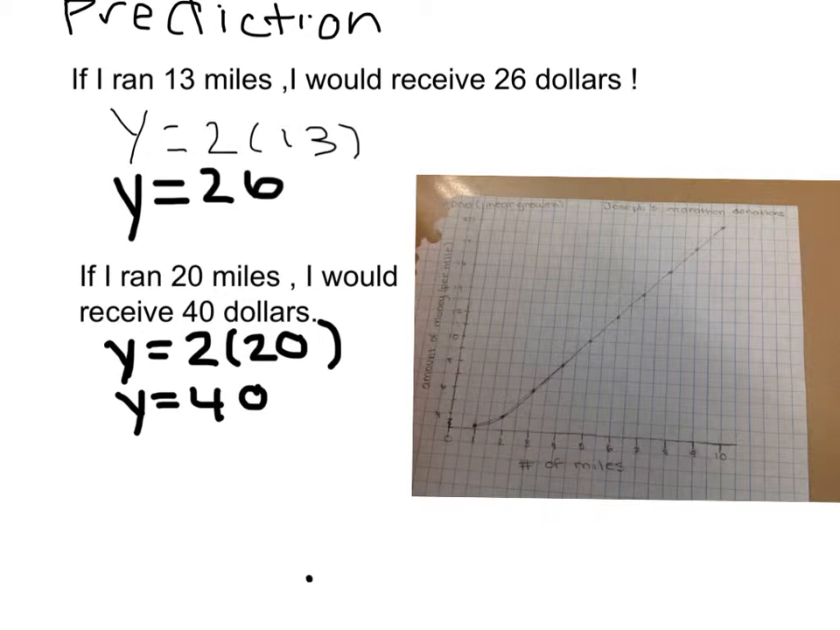For my second prediction, if I ran 20 miles, I would receive $40. So you would take the $2 and multiply it by the 20 miles, and you would get $40.